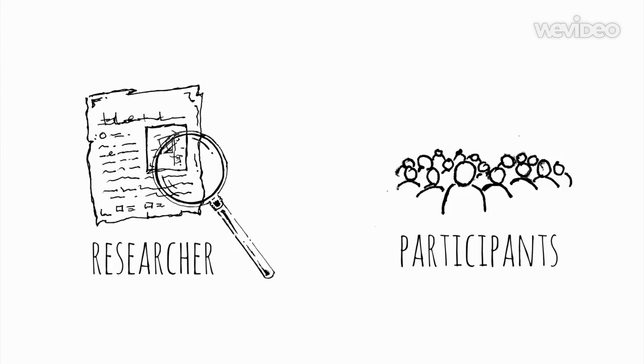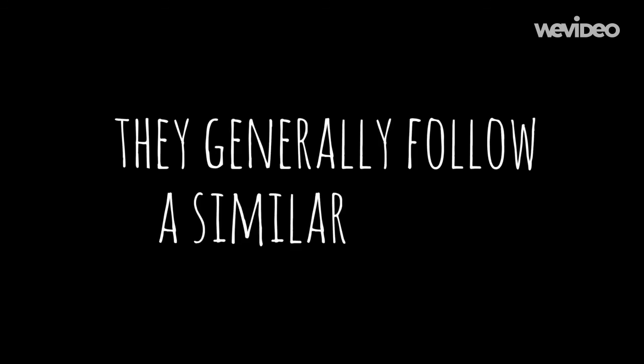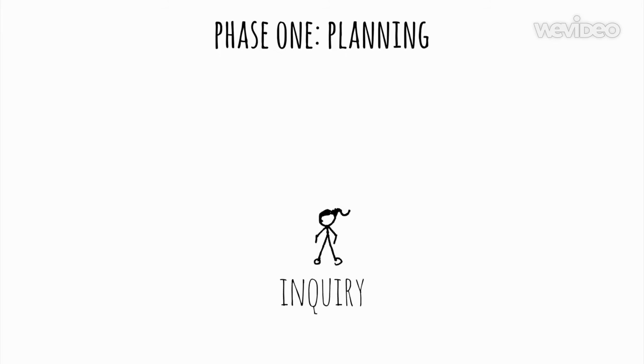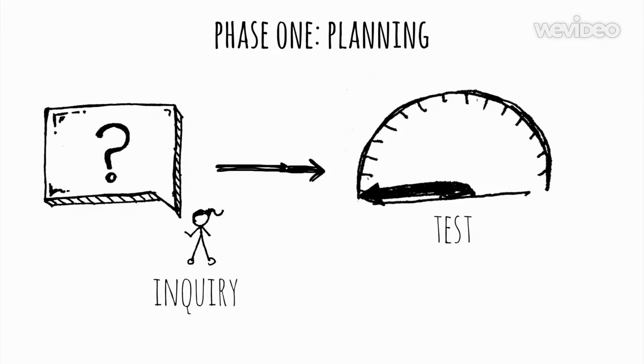Action research dissolves the barrier between the participants and the researchers. In other words, the teacher actively participates in the situation while also conducting the research. There are many action research frameworks, but they generally follow a similar process. You start out in phase 1, planning for research. Here you begin with inquiry, where you define a specific research question. It needs to be something that can actually be tested.